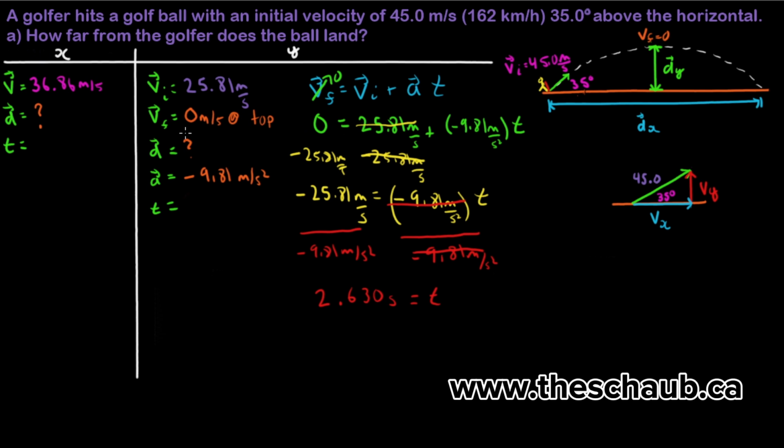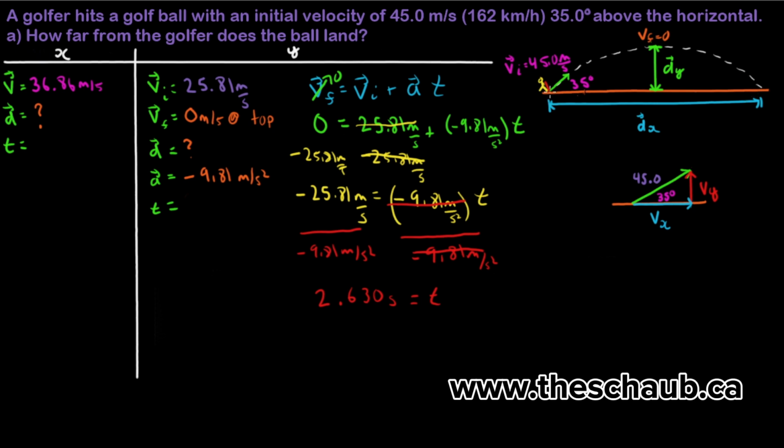Now the key to remember is that we set VF equal to 0 meters per second at the top to solve this problem. So the time we actually found was the time it took for the ball to rise to the top after being struck. We didn't calculate how long it takes to get back down, but since it's a parabola, it's symmetrical.